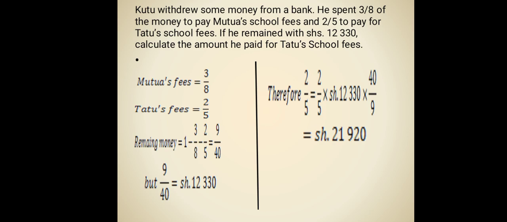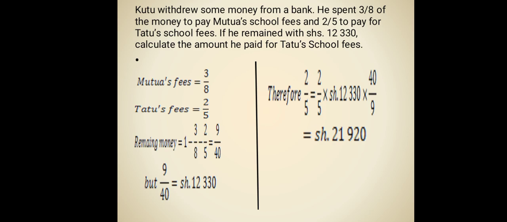Now let's have some statistics first. Mutua's fees is 3/8. Tatu's fees is 2/5. Now, what is the remaining amount? We shall take the whole fraction to be 1 and then subtract the fractions he paid for Mutua's fees and Tatu's fees. We get that the remaining amount is 9/40. But we have been told this 9/40 is equivalent to 12,330 shillings.